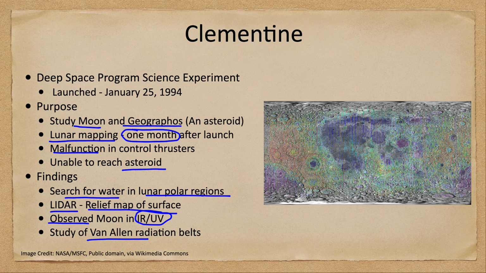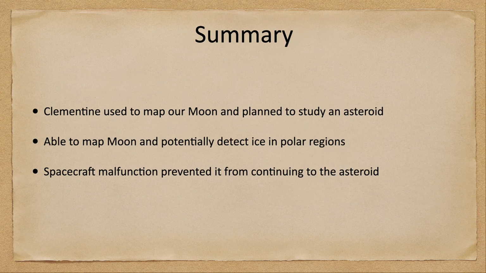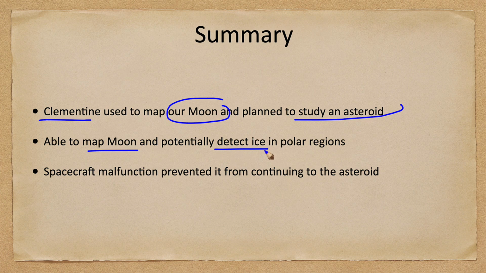So let's go ahead and finish up with our summary. And what we've looked at today is the Clementine satellite, used to map our moon and planned for the study of a near Earth asteroid. It was able to map the moon and potentially detected ice in the polar regions, although the amount is now in question as to how much was detected there. But a spacecraft malfunction in the engine prevented it from continuing to the asteroid.